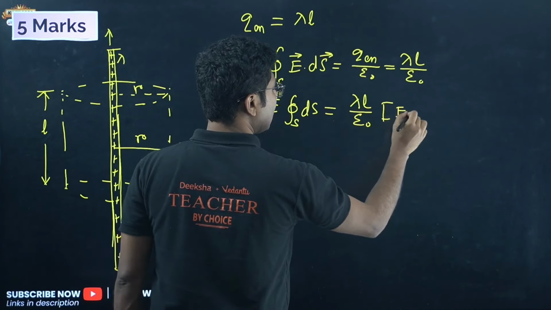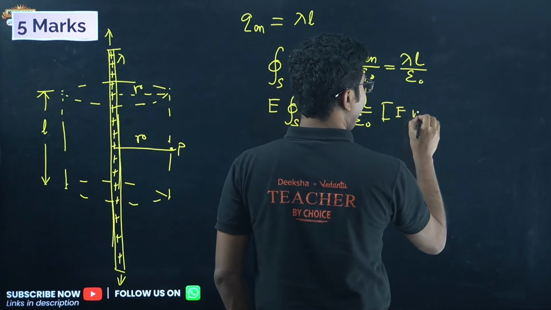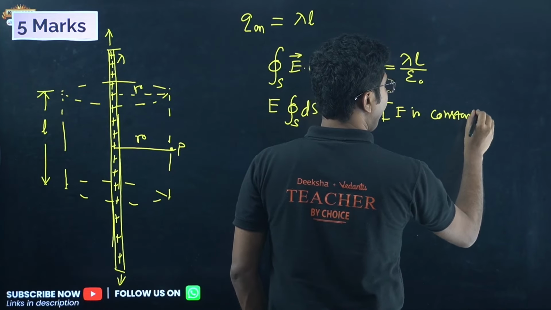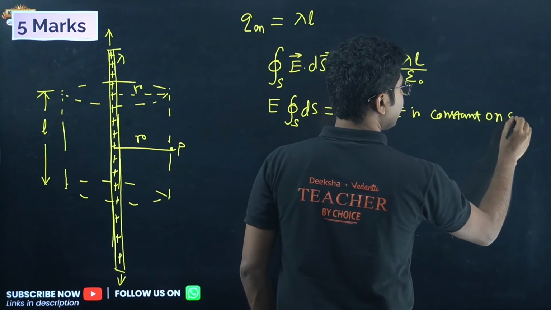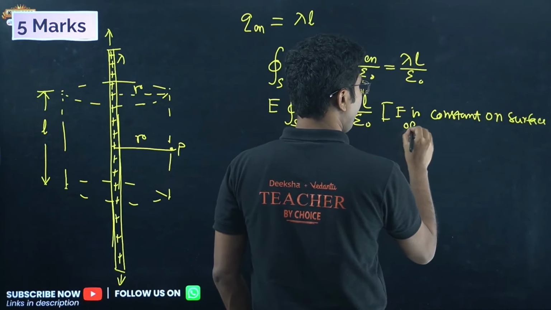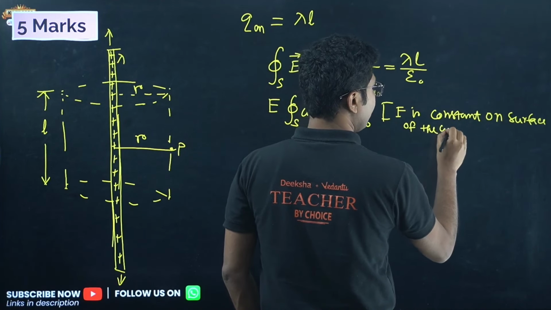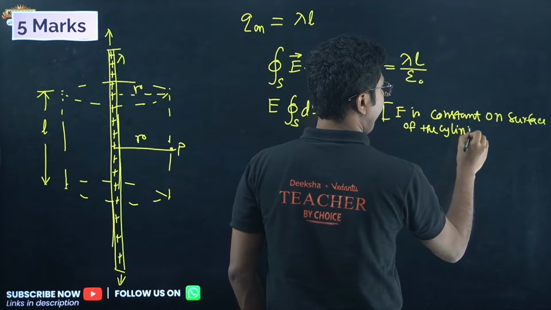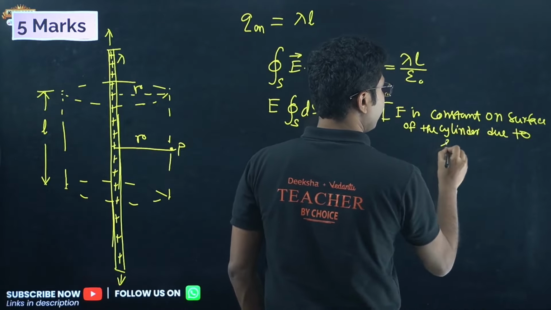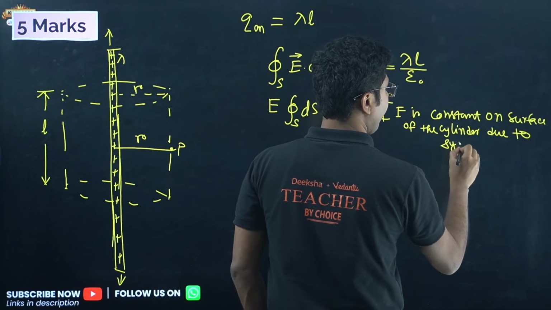E is constant on the surface of the cylinder due to symmetry. Derivation wise, it's a very simple and easy derivation.